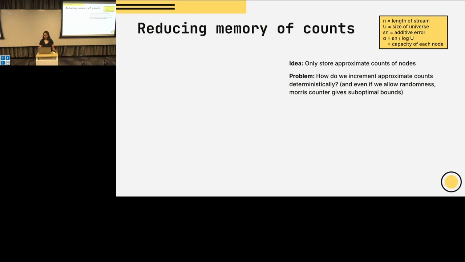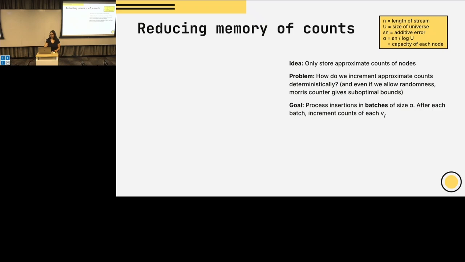So we need to store approximate counts in some way, but we can't just directly do counting deterministically and approximately. That sort of data structure doesn't exist and is not possible. And even if we allowed randomness, first of all, a Morris counter has a factor of log n, and also it's not clear that it gives great bounds anyway. But somehow we're still going to be accomplishing this goal.